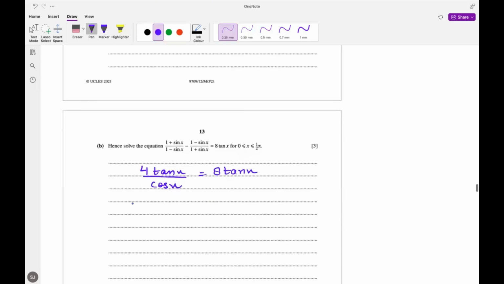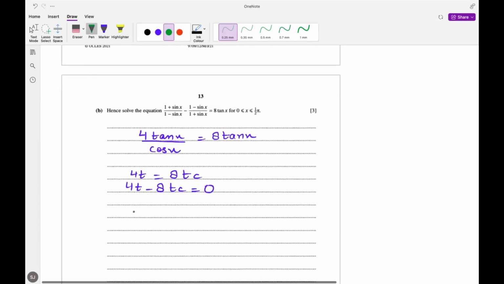Cross multiplying, we'll get 4 tan x equals 8 tan x cos x. Bringing the 8 tan x cos x to the left hand side, this will become 4 tan x minus 8 tan x cos x equals 0. Now one very important thing to note is that students tend to cancel the tan x over here, which will result in a loss of a value. So we'll first factorize and then solve to find the values of x. Taking tan x common, this will become tan x (4 minus 8 cos x) equals 0.